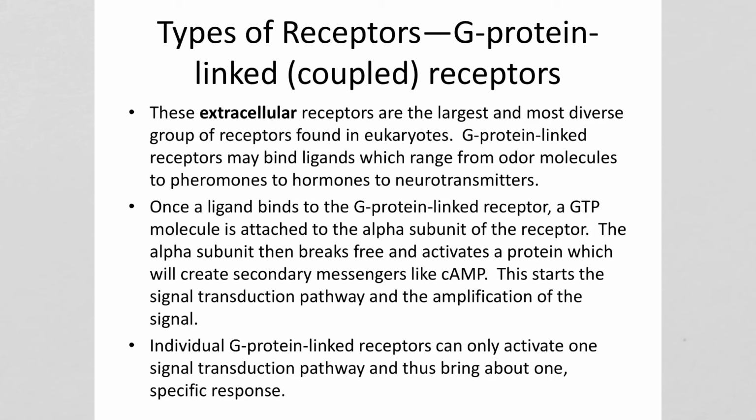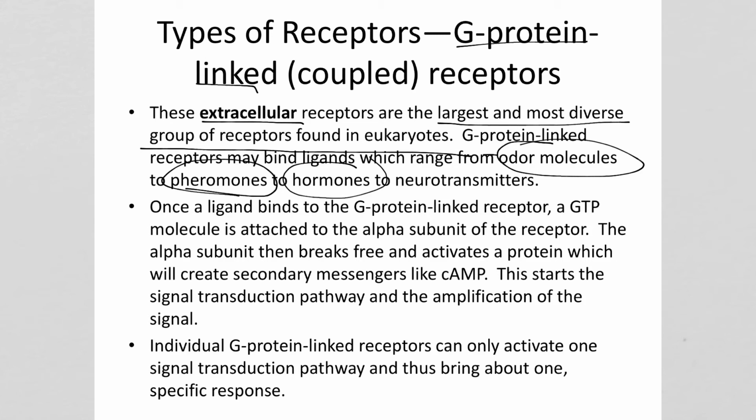Let's talk about some receptors in the body. One of the most important kinds of receptors are called G-protein linked or G-protein coupled receptors. These are a type of extracellular receptor. They're the largest and most diverse group of receptors found in eukaryotic organisms. They can bind to ligands that help to send signals about odors, pheromonal kinds of receptors, even hormones, even neurotransmitters. So they are very important.